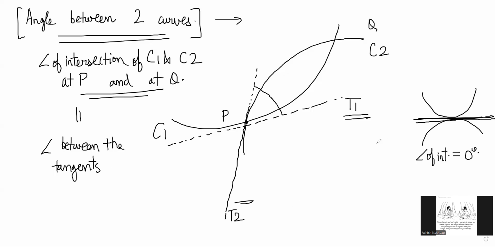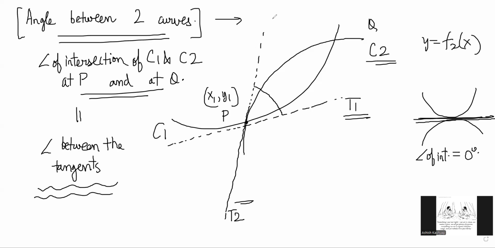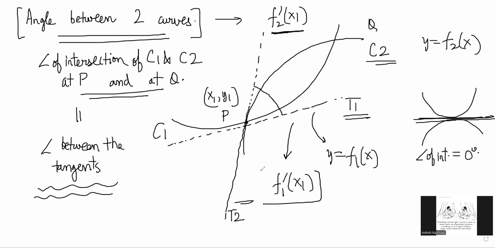Fine. I was talking about angle of intersection. So how do you find the angle of intersection? You have to find the angle between the tangents. If the point is given as (x1, y1), the slope of the tangent T2, if the curve was y = f2(x), would be f2'(x1). Is everyone agreeing? Yes, sir. And if the curve here was y = f1(x), the slope of this would be f1'(x1), right? Correct?